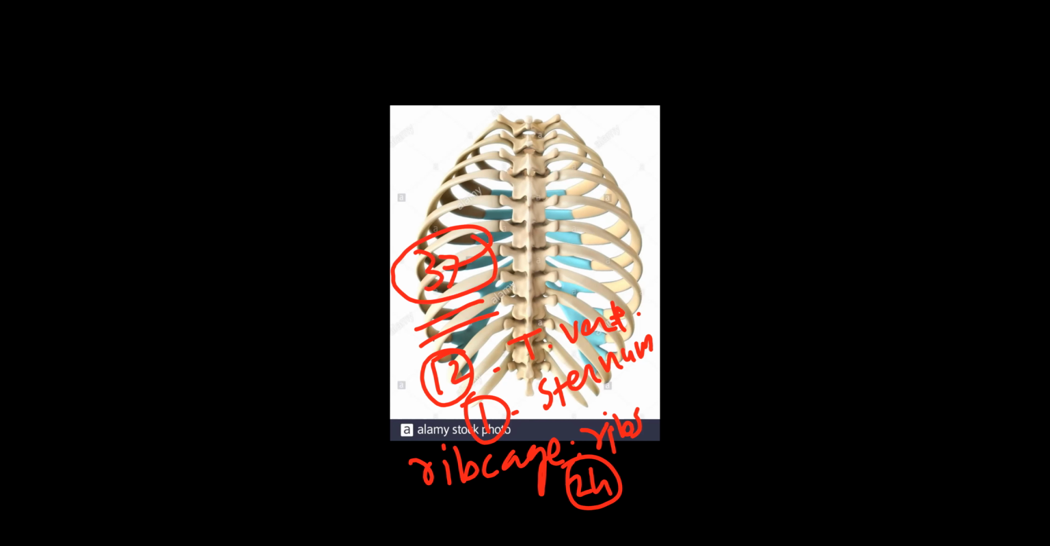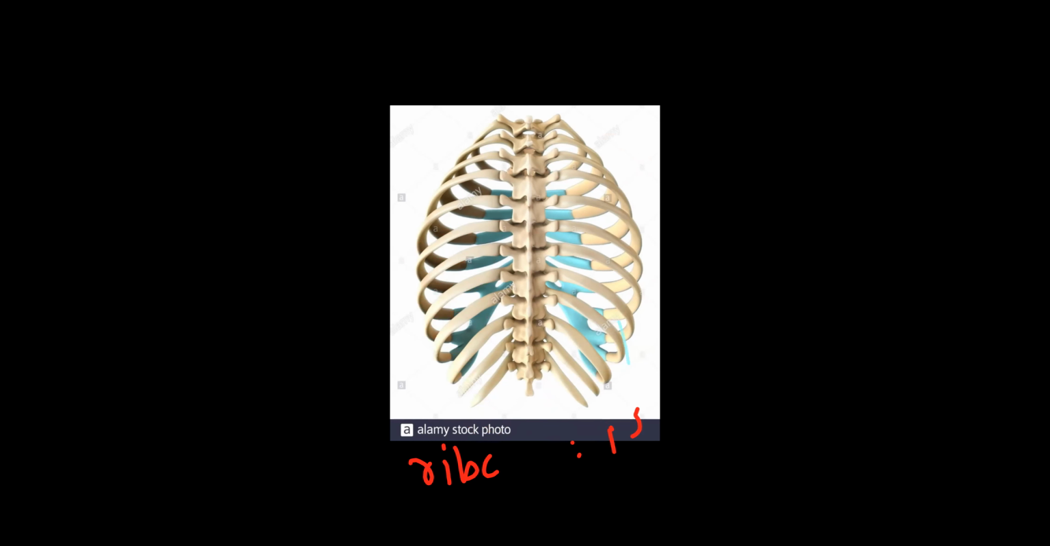How many of you are not clear if I say that your rib cage is made up of 37 bones? Those who have not understood that it is made up of 37 bones should raise their hand. So you all understand and accept that there are 37 bones.